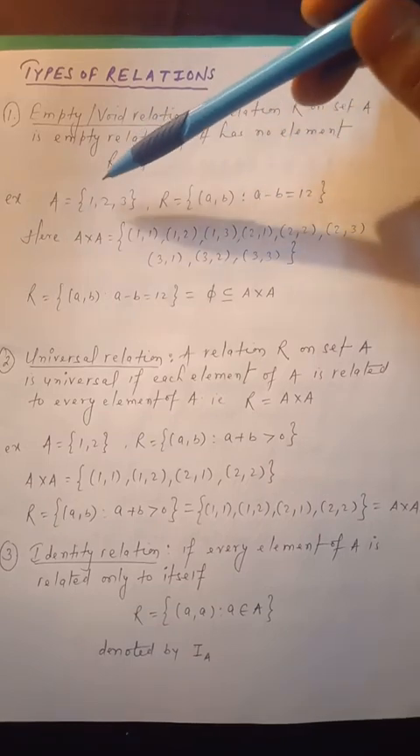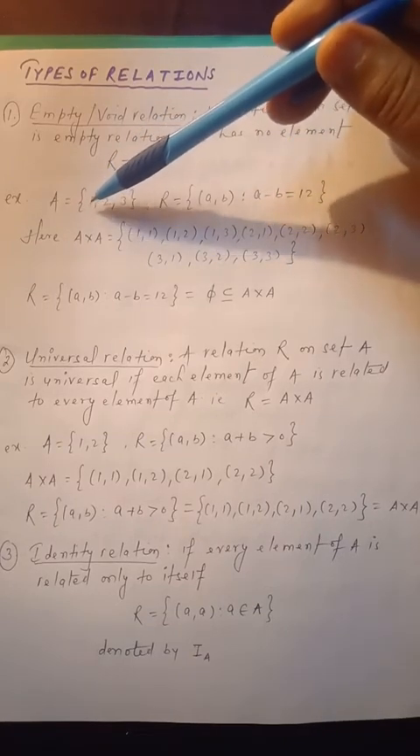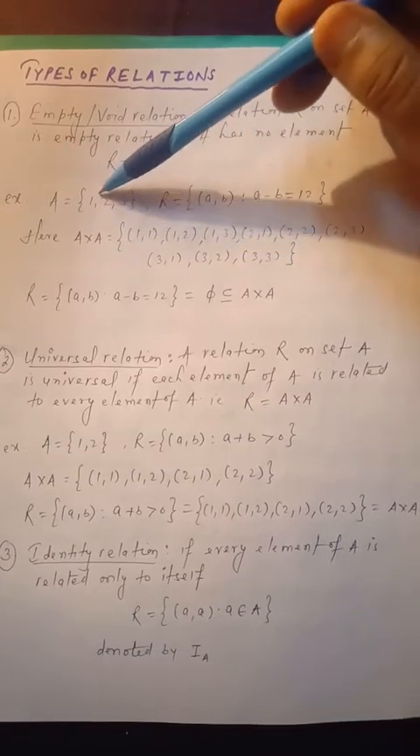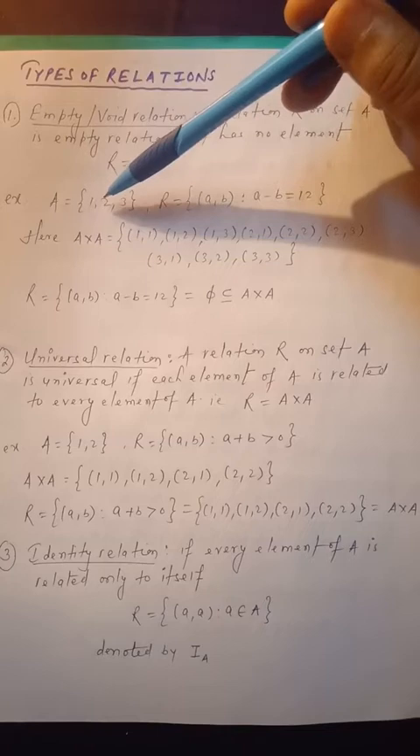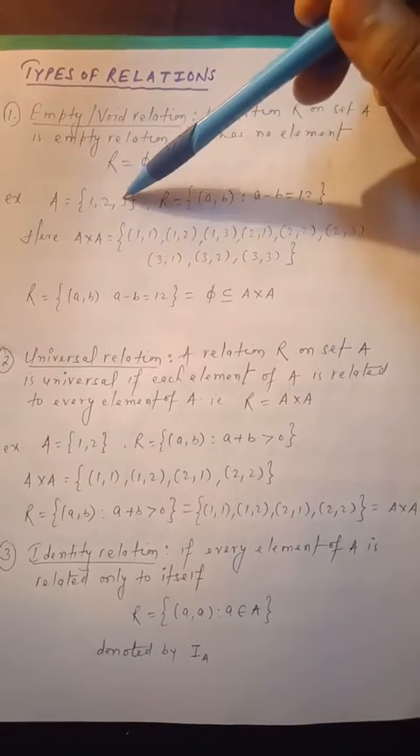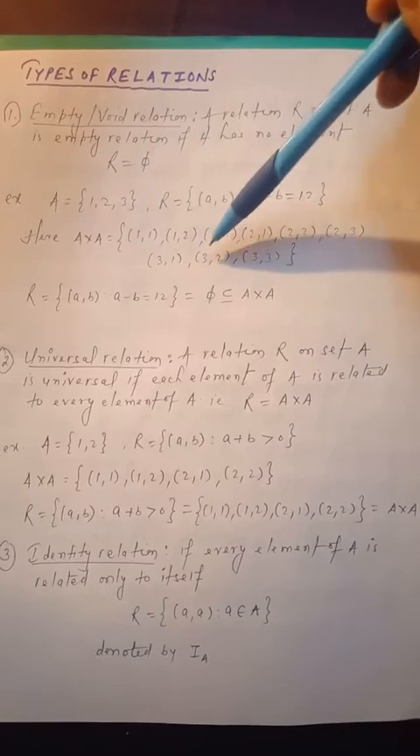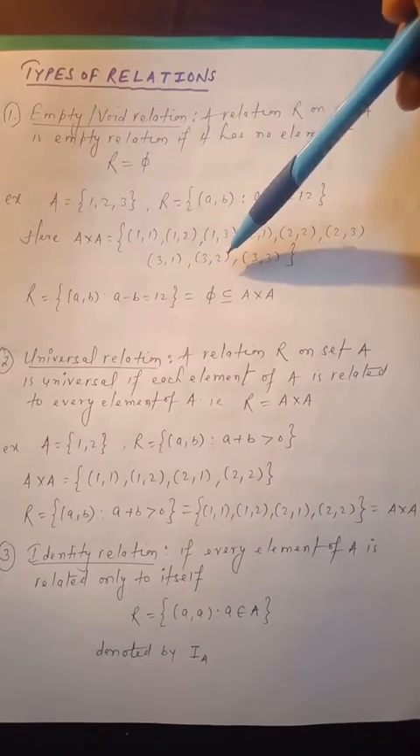So first of all, write A cross A. So A cross A will be (1, 1), (1, 2), (1, 3). Similarly (2, 1), (2, 2) and (2, 3). And finally (3, 1), (3, 2) and (3, 3). So this is A cross A.